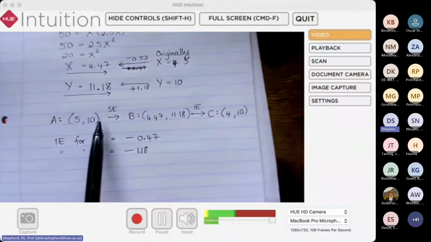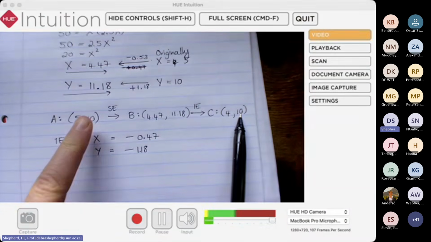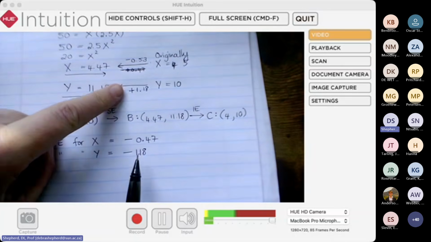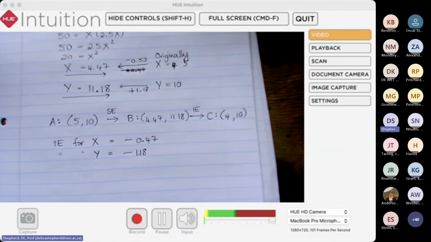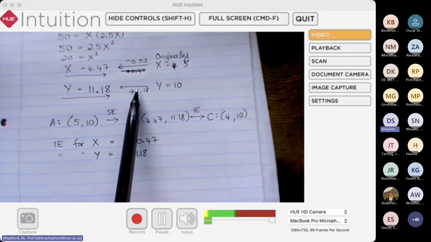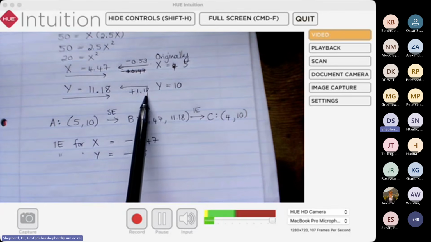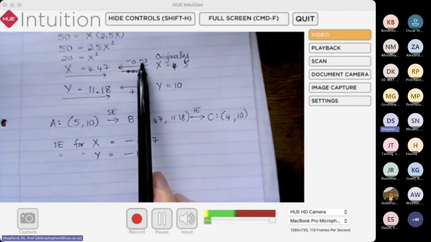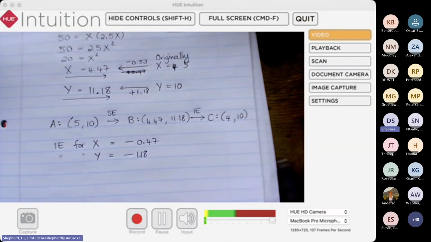So that's why we end up with the same amount of Y in the original best affordable point and the new best affordable point, because the income effect and the substitution effect perfectly erase each other. They're perfectly balanced. The substitution effect, which was plus 1.18, is now countered by a negative income effect of minus 1.18. Okay, so these are the substitution effect and the income effect for X.